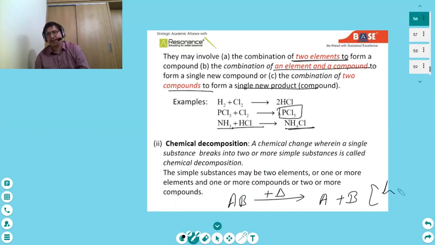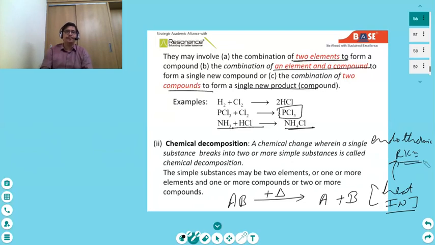So in this case, heat is given inside, so heat is in. In the previous case, heat was out. The previous case was an exothermic reaction, but this is an endothermic reaction. Endothermic reaction means heat is going inside. Exothermic reaction means heat is coming out. Exo out, endo in. Thermic means heat. So basically this is your endothermic reaction.